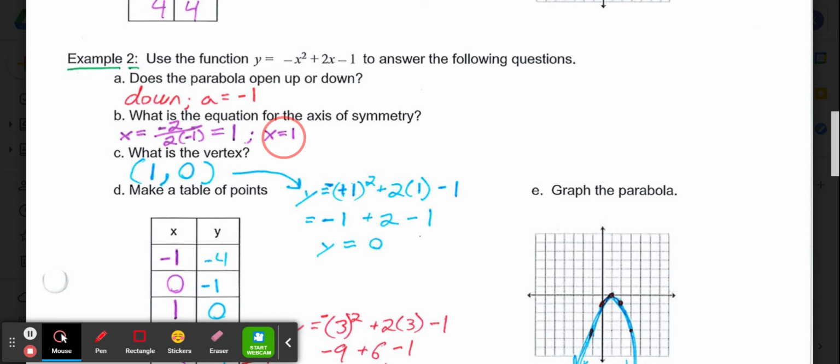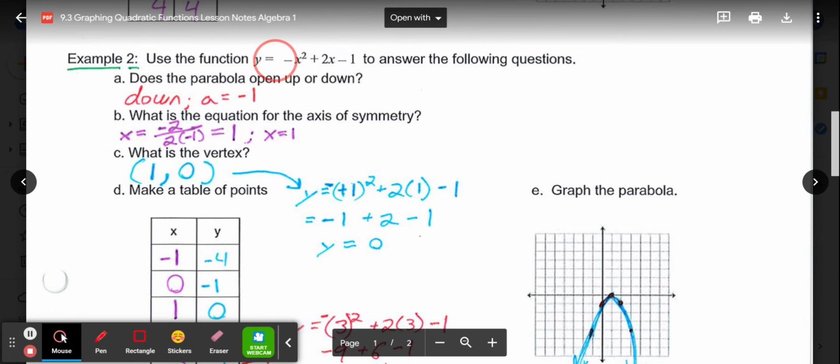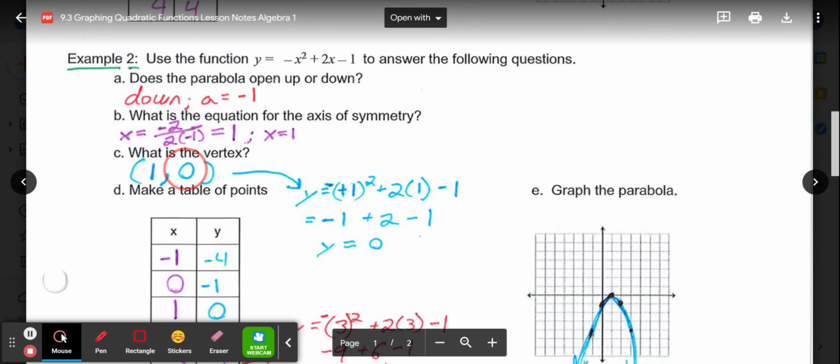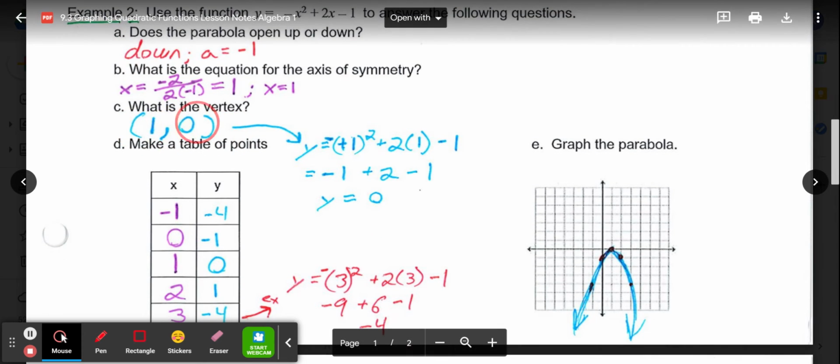Now again, we're going to use that to find the vertex. So we're going to use x equals 1 and put it into the original equation to get y. So when we do that, we'd have 1 squared, and the negative would be out in front of that, plus 2 times 1 minus 1. So we'd end up with a negative 1 plus 2 minus 1, meaning y would equal 0. So our vertex is at the point 1, 0. Now, because it's opening down, our vertex is our maximum point or the highest point.